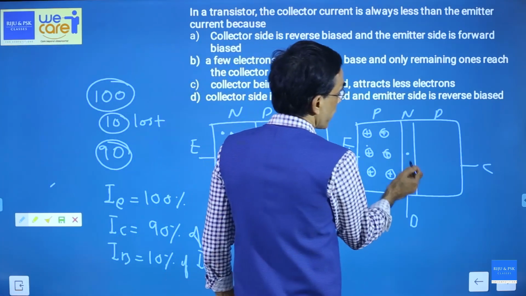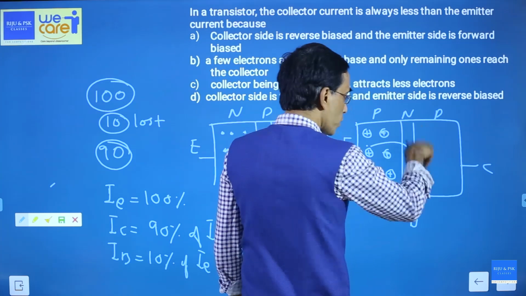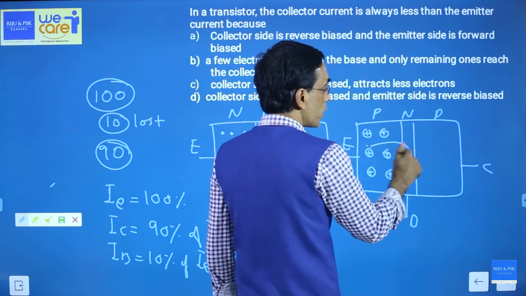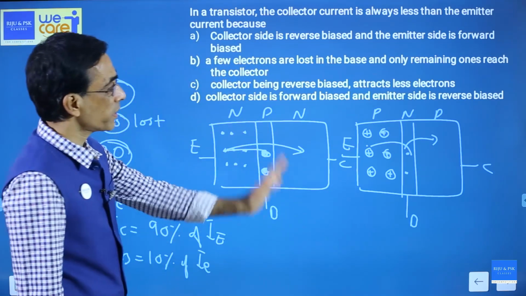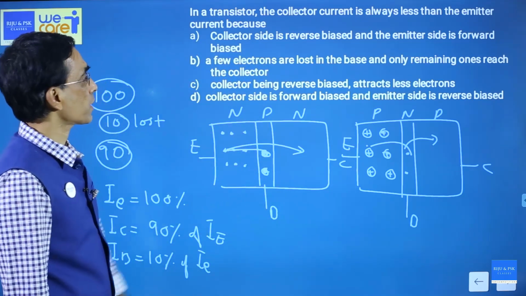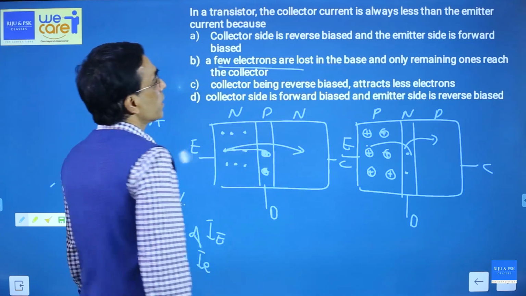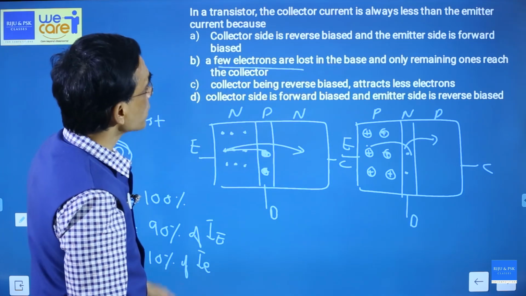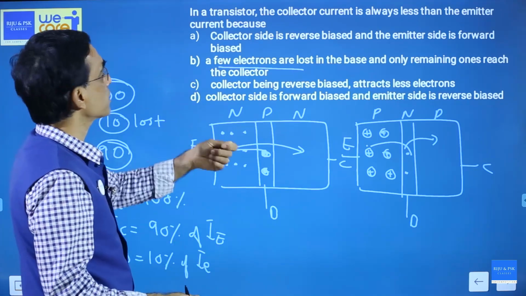Holes will enter the base junction. A few electrons will be combining with the holes. Only the remaining holes will reach the collector junction. So the collector current is always less than the emitter current. The reason: a few electrons are lost in the base and only the remaining ones reach the collector.